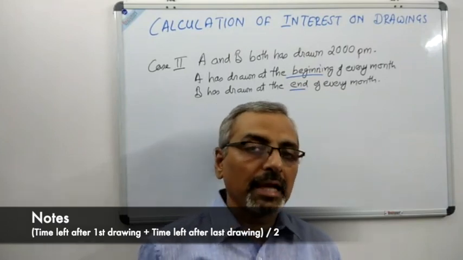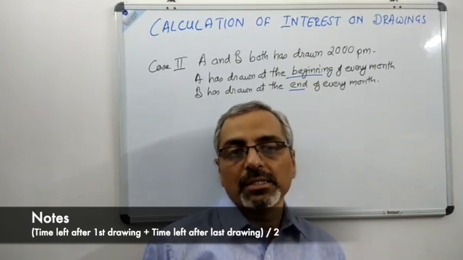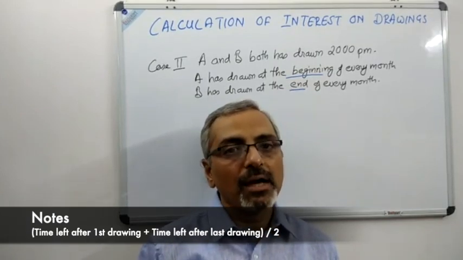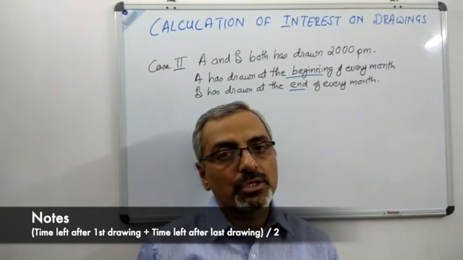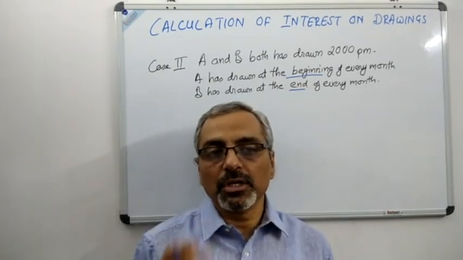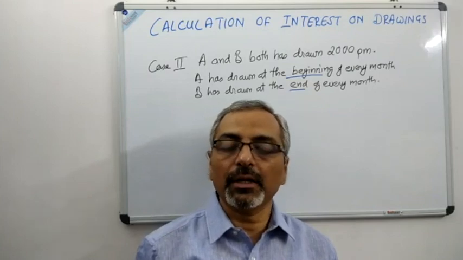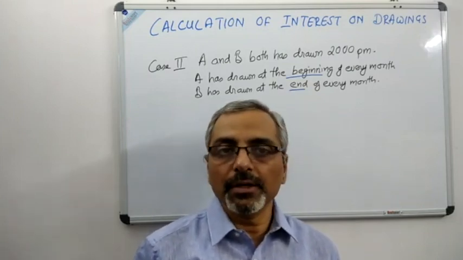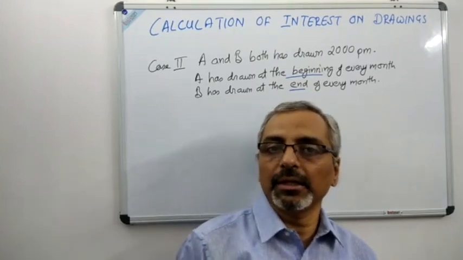The time is the time left after the first drawing plus the time left after the last drawing divided by 2, because we have to always take the average time. And remember, the question had given us the assumption that the interest on drawing is calculated at 12% per annum. Taking that into consideration, we'll calculate the interest on drawing of A and B in case 2.